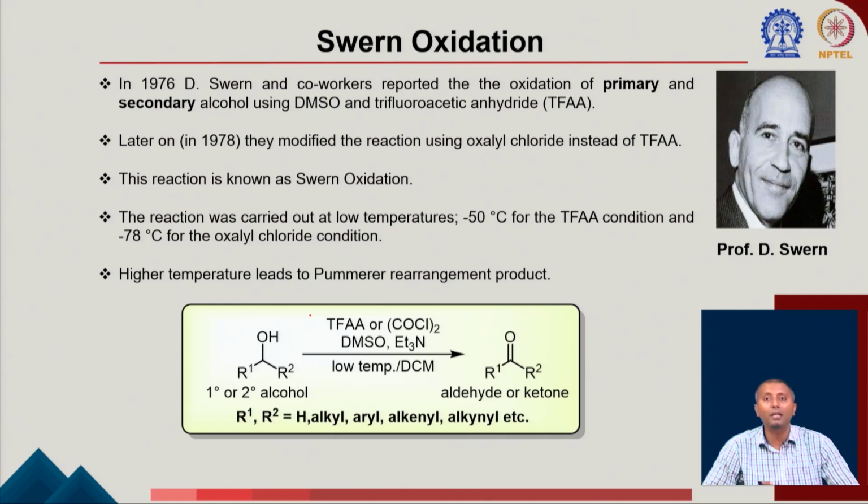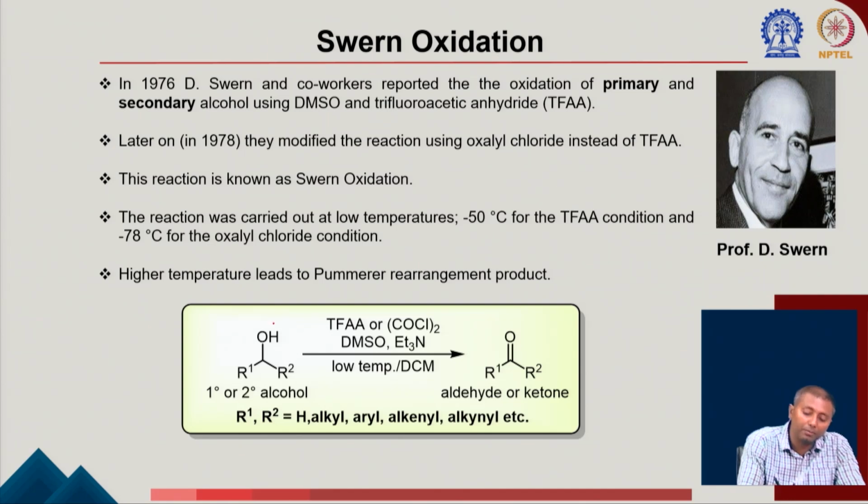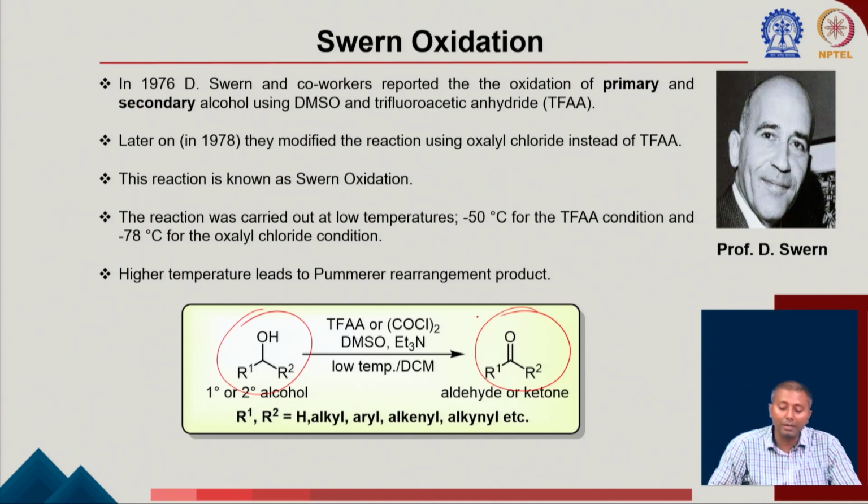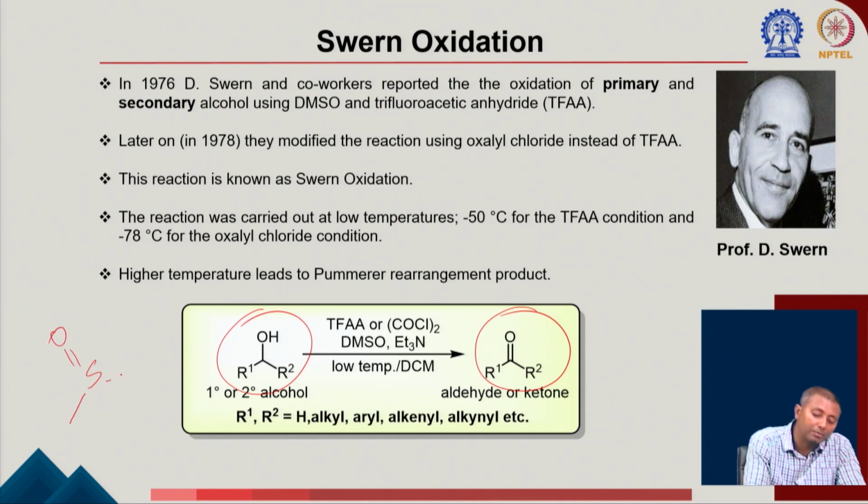If you remember in the last class, I talked about several different variations of this particular reaction where you are converting alcohol to the corresponding aldehyde or ketone. The idea is we are using DMSO, dimethyl sulfoxide. If you try to draw a resonance structure, because of the huge electronegativity difference between sulfur and oxygen, the electron density is actually on the oxygen. So you can think about S plus and O minus.